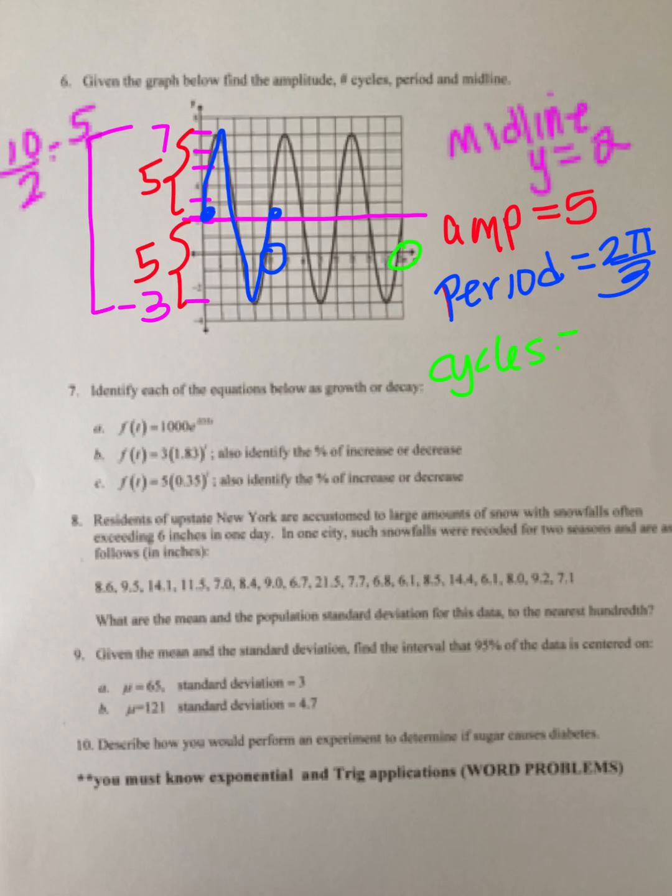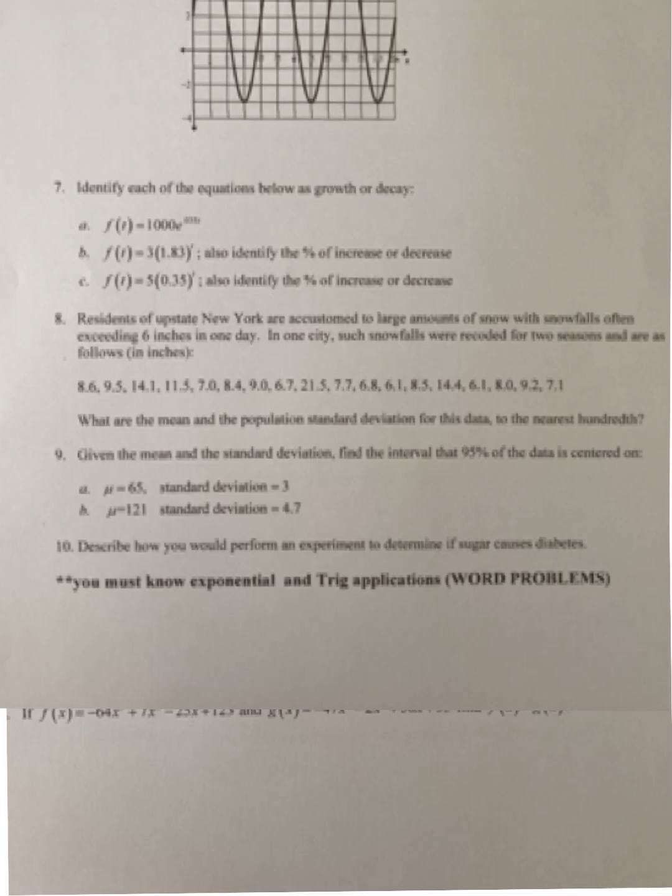So here's 2 pi. There's the end, 2 pi. So count. We have 1, 2, 3 cycles. 3 cycles in 2 pi. Frequency, 3 cycles in 2 pi. All right, so let's take a look at number 7. Okay, so number 7 is to identify the equations below as either growth or decay.